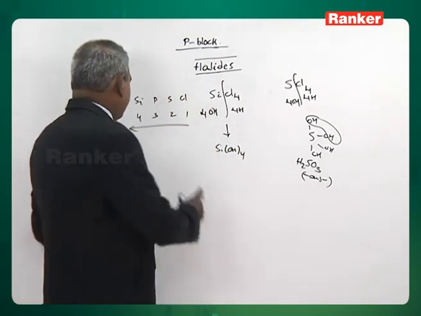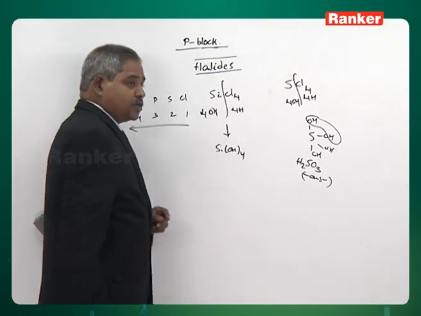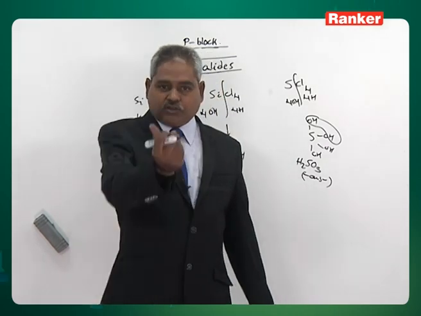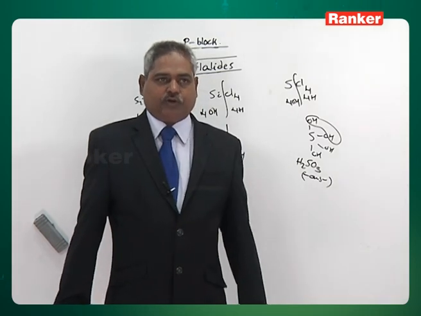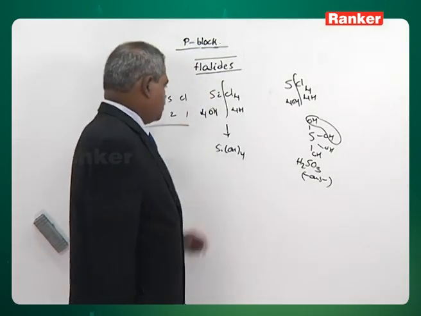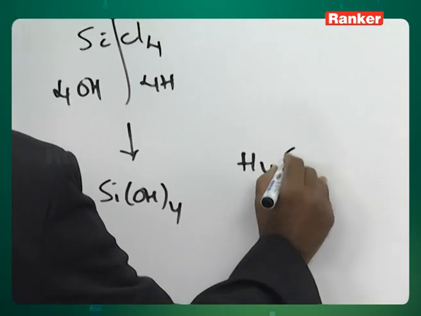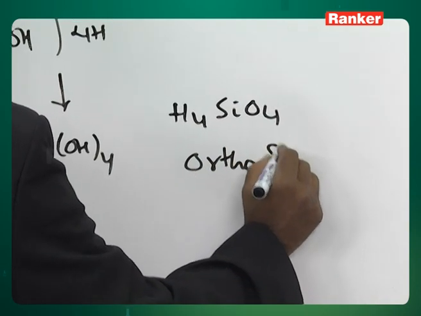So, when you go from left to right, 4, 3, 2, 1. The tolerance towards the electron-sucking OH groups is decreasing. Chlorine doesn't tolerate more than 1 OH. SiCl4 on hydrolysis gives H4SiO4, which is called orthosilicic acid.